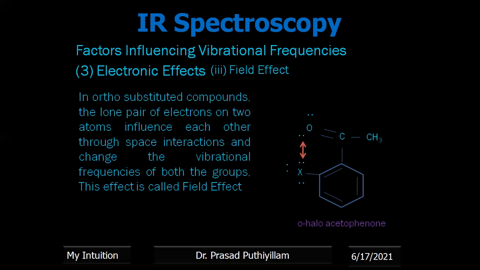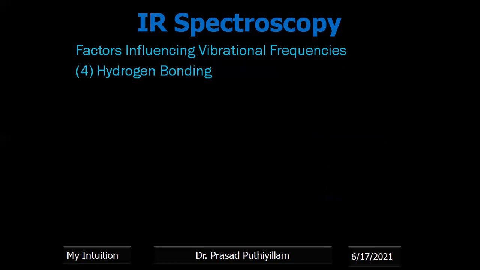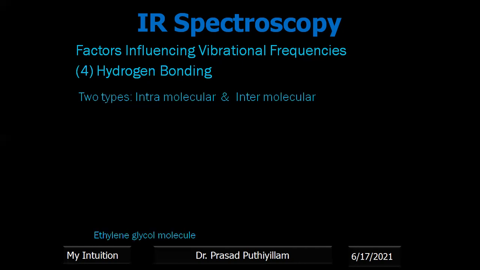And this effect we call field effect. Now the fourth one, that is hydrogen bonding. There are two types of hydrogen bonding, mainly intramolecular hydrogen bonding and intermolecular hydrogen bonding. So taking an example, ethylene glycol molecule, a single molecule I'm taking.